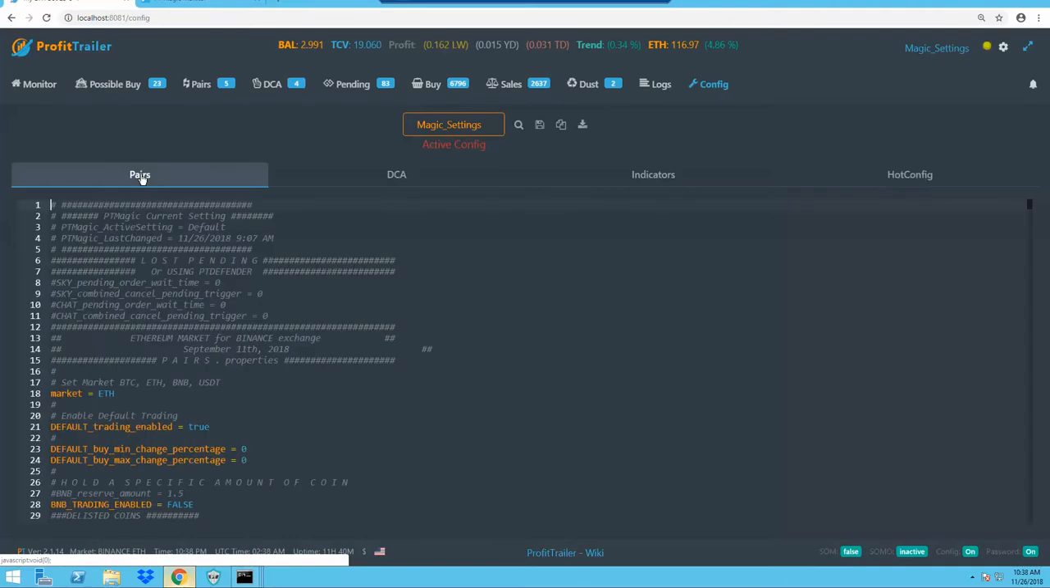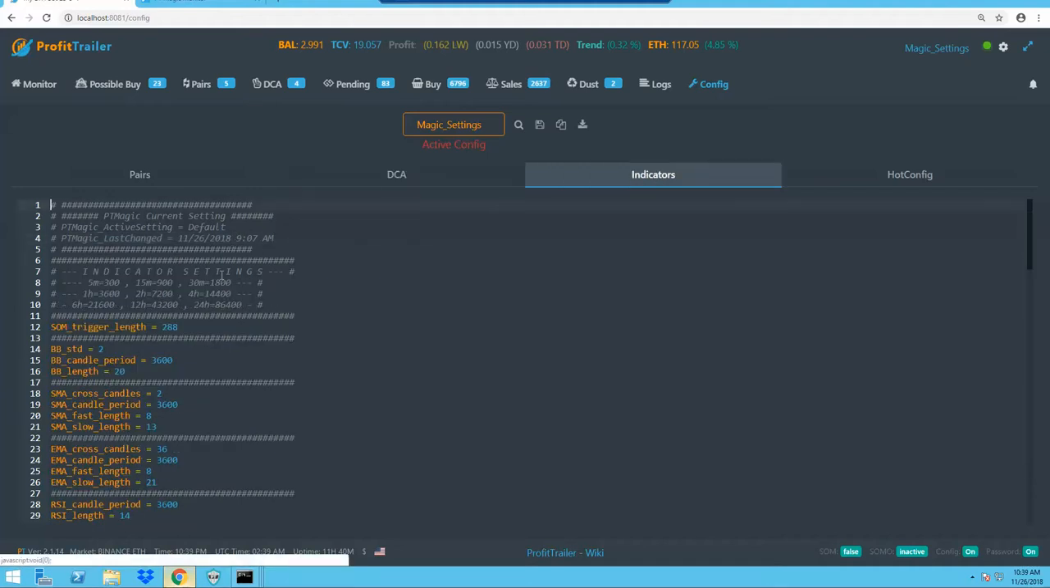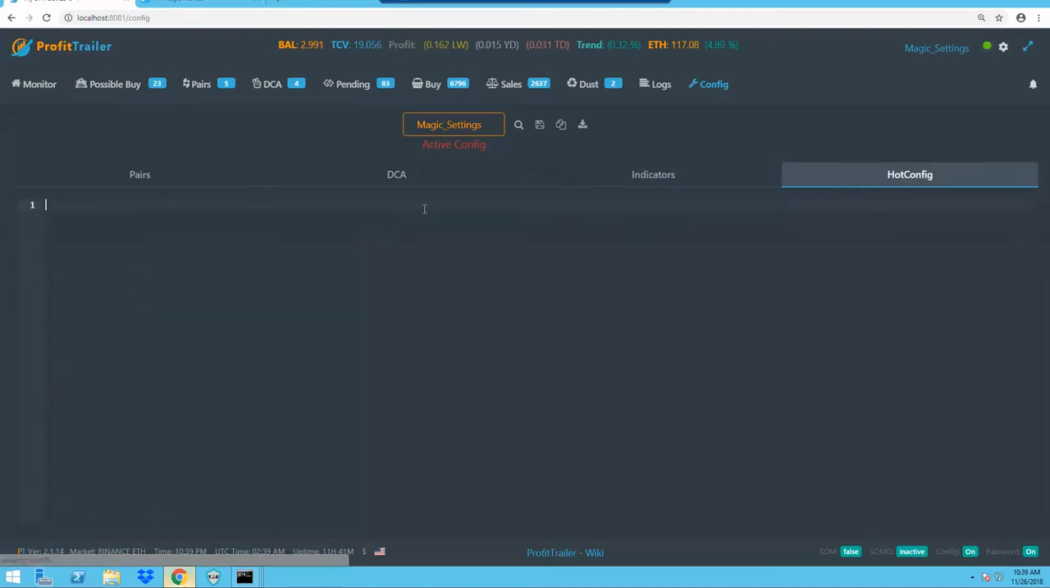Under pairs, this is one of the programs that I've written, and you will see that ProfitTrailer Magic last changed the information here on November 26, 2018, and dollar cost averaging. You can see that the ProfitTrailer Magic last changed again on November 26th of 2018. Indicators, you can see again ProfitTrailer Magic last changed on November 26th, 2018. Hot configs, I'm not using any.